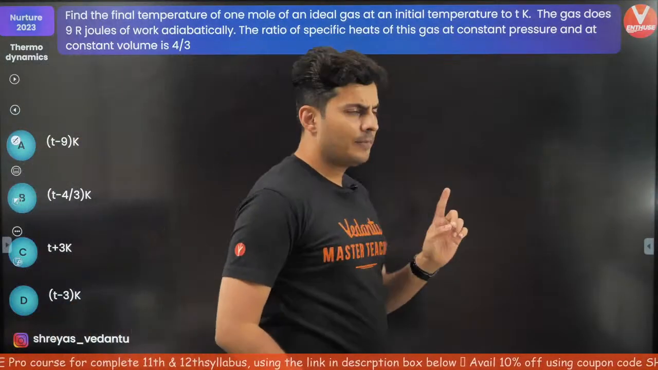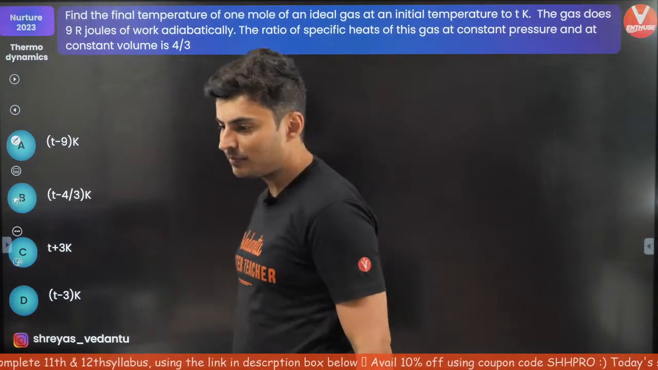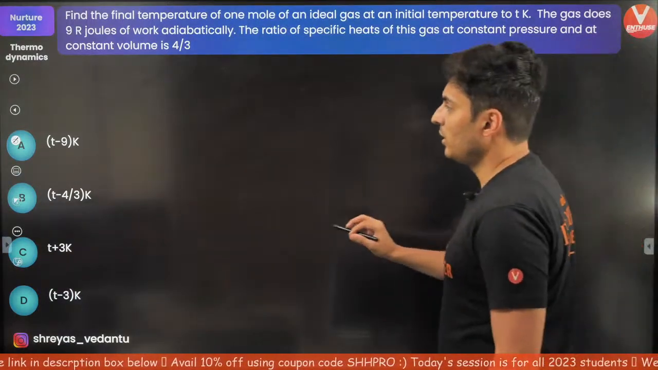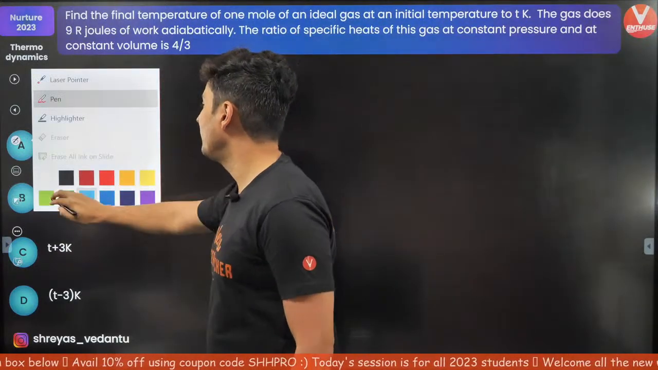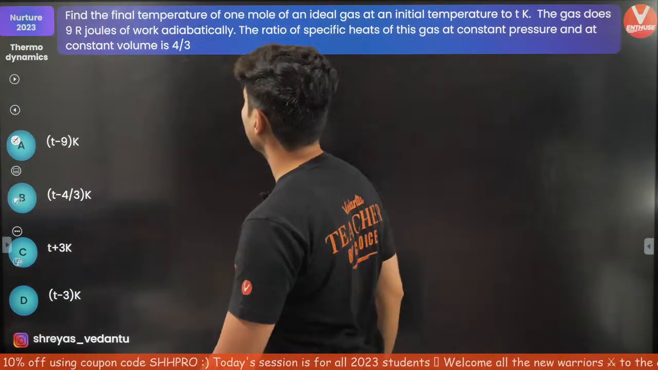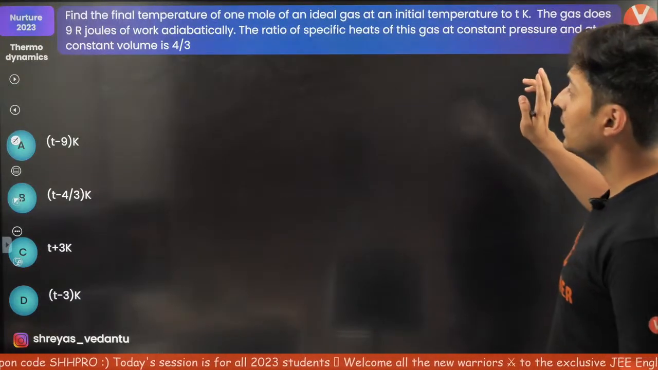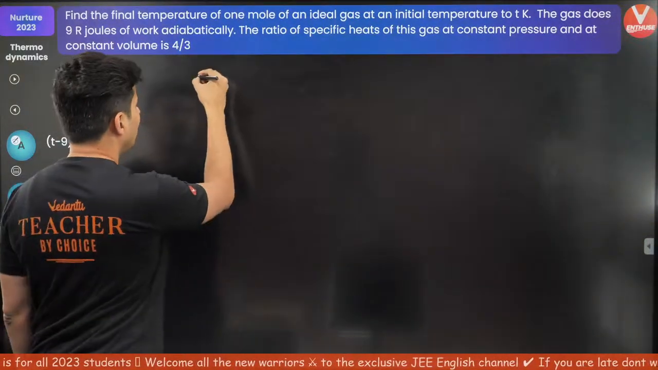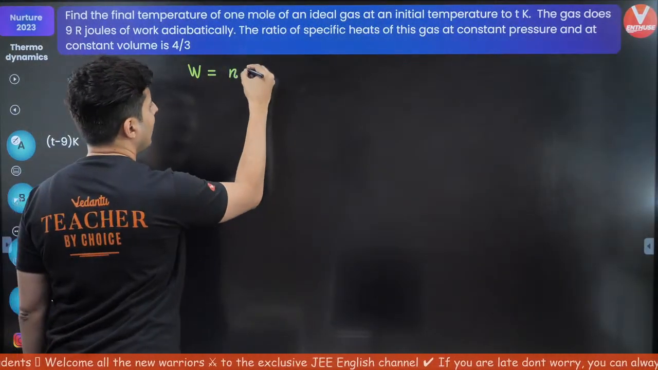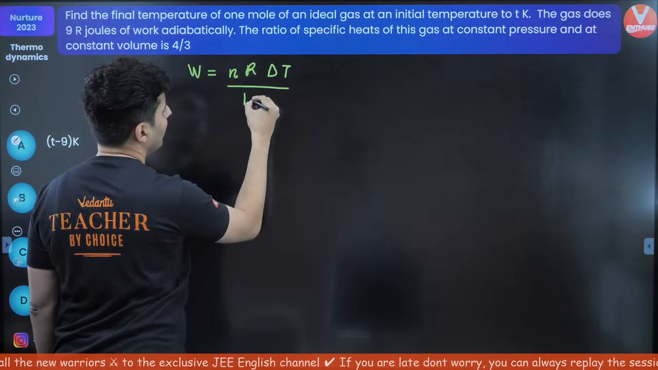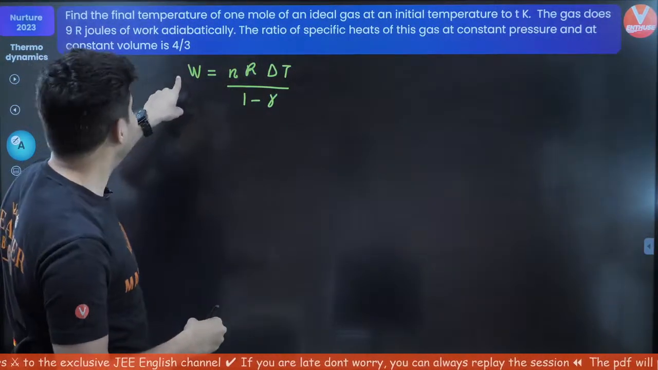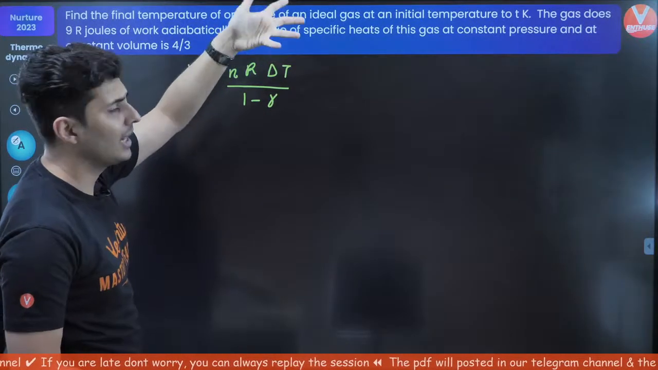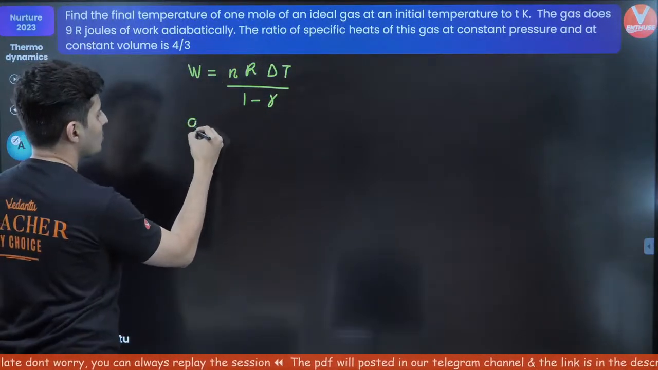Okay, let's see. What do we know? The final temperature has to be found. The initial temperature is given as T. The Cp by Cv ratio is given. Let's try to do it with the formula. Work done is nR delta T upon 1 minus gamma. I know the work, yes. I know the gamma, yes. R, okay. N moles, yes. Delta T, I think I can do that as well. Work is 9R, so just put 9R.